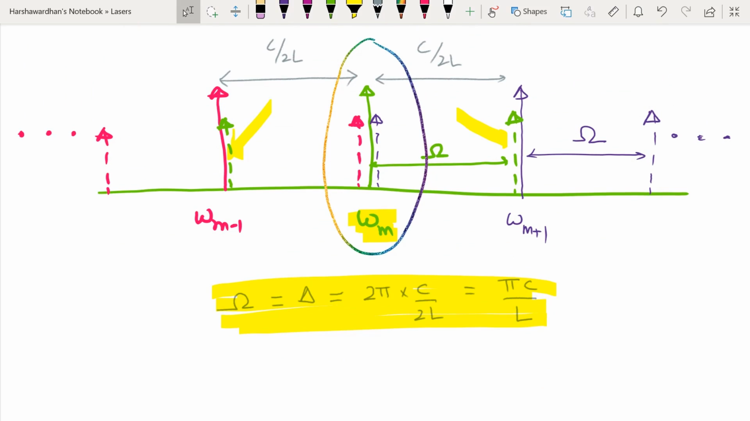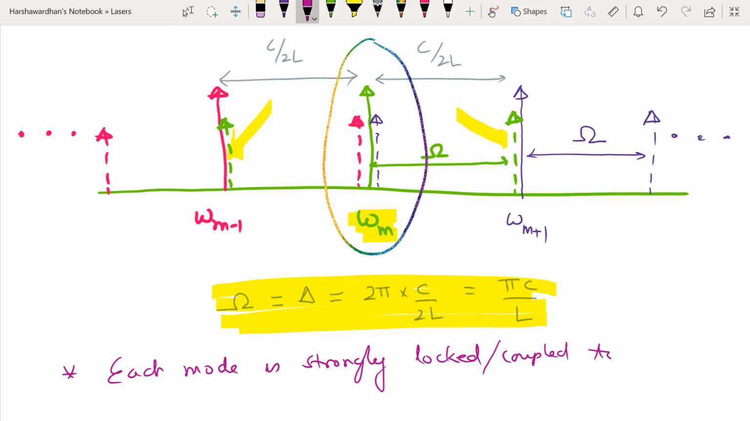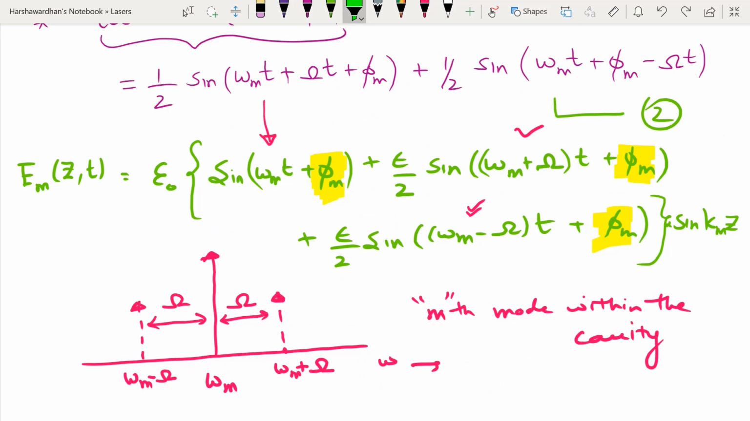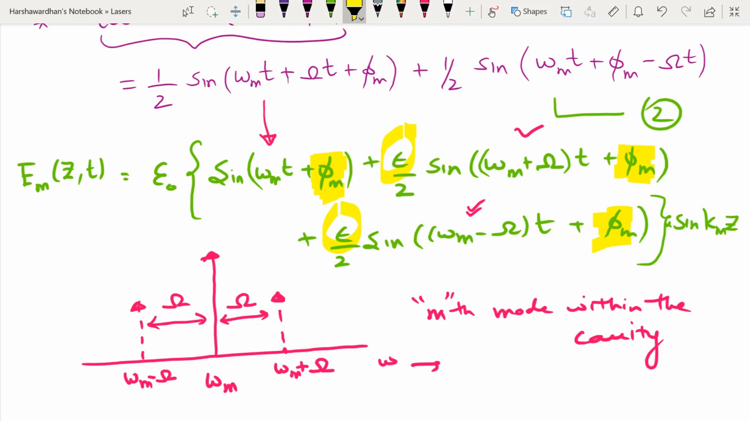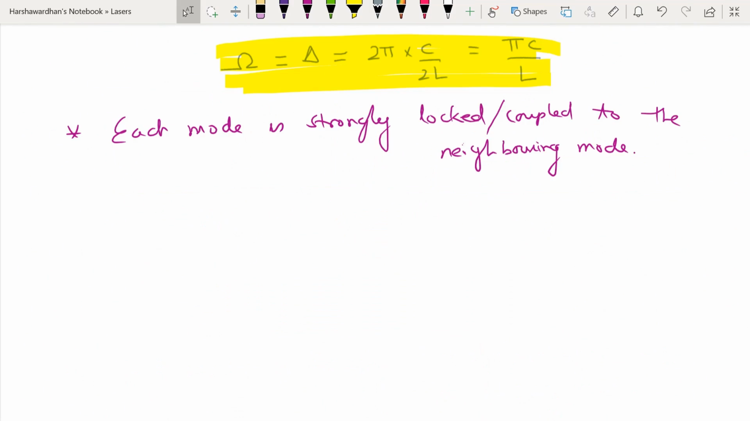So essentially what one has achieved is that each mode is strongly locked, or coupled if you like, to its neighboring mode. That's essentially what is being achieved by amplitude modulation. One has to come up with sufficient strength for the modulation to make sure that the coupling is significant, and that is how one achieves mode locking. Now one may ask, how does one actually implement such a modulation, right?